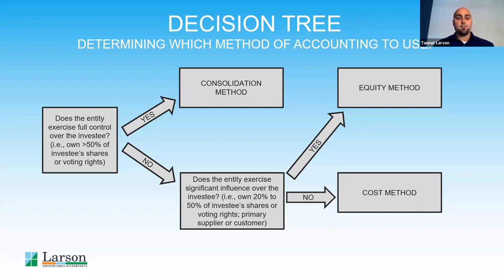Do you exercise significant influence over the investee? Generally, this means, do you own 20% to 50% of the investee's shares or voting rights? There are other circumstances for which you might exercise significant influence, such as if you're the primary supplier to the entity or the primary customer, you're able to exercise significant influence over operations. So you would be considered to have significant influence in this realm, and you'd be required to use the equity method. If you don't exercise significant influence over the investee, then you use the cost method. Next slide.